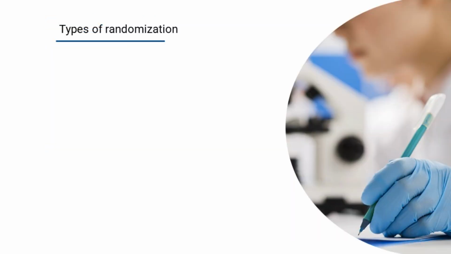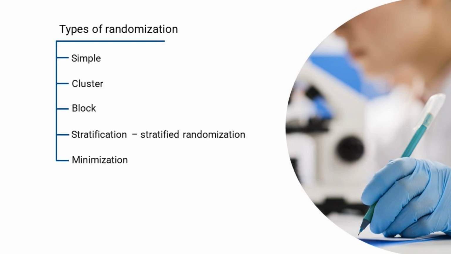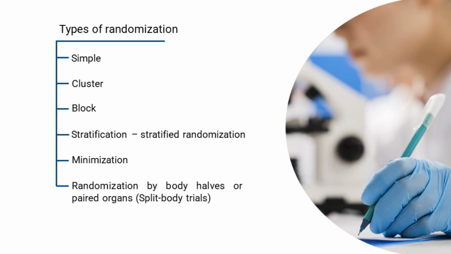I found 6 types of randomizations. They are also not mutually exclusive, as are the characteristics for placebo controls. It's simple randomization, when we assign people to groups by flipping a coin or dice, clustering, block, stratification, minimization, and randomization by body halves or paired organs, split body trials.